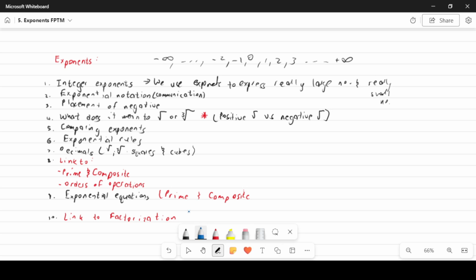And then lastly, after I've discussed the factorization module, we'll come back to this topic and we will discuss exponents using the rules from factorization. So what are some of the questions that can present themselves after you have knowledge of factorization? So that'll be the next section that we will discuss, factorization. Okay, but for now, let's deal with integer exponents.